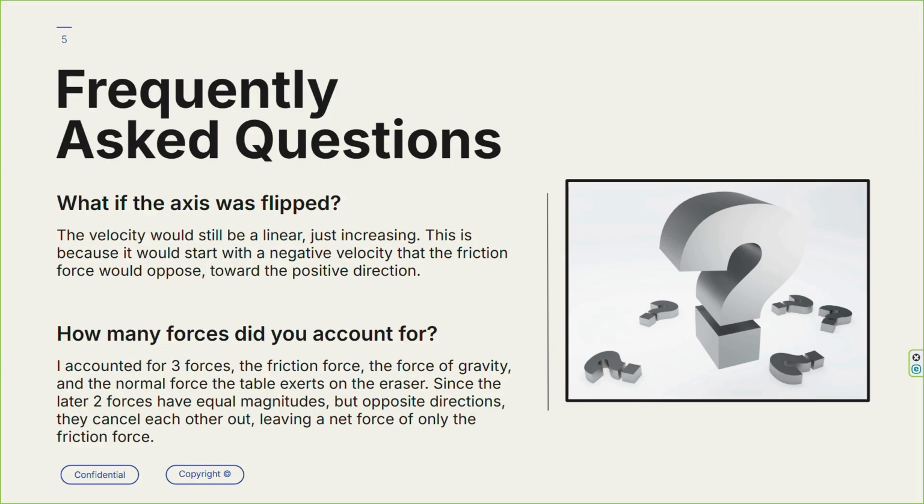Now, how many forces do I really account for? I technically account for three forces, these being obviously the friction force, but also there's a force of gravity and a normal force exerted on the eraser. However, these are at equal magnitudes in opposite directions, so they cancel each other out, leaving a net force of friction. There are other forces technically acting on it, but they're so incredibly negligible that I didn't account for any of them.